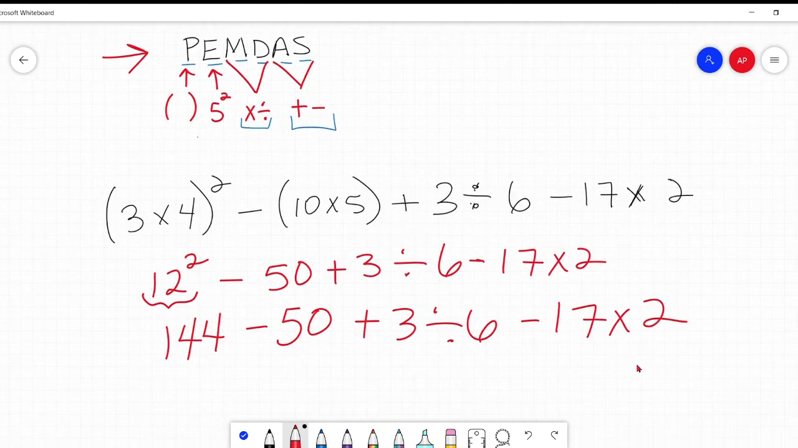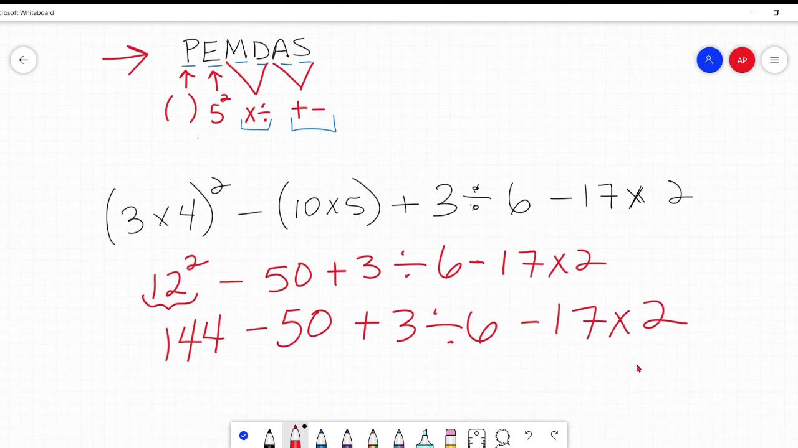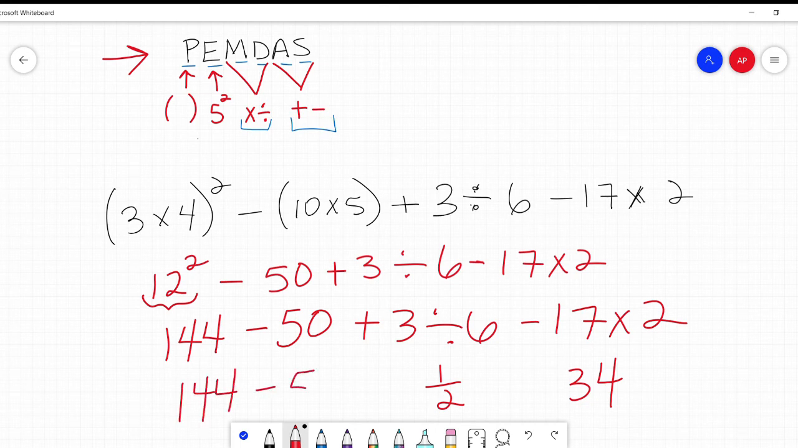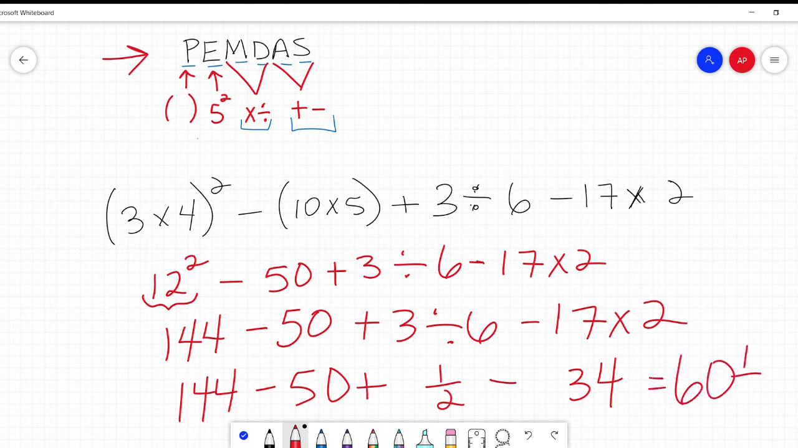Okay, now all I have left, I have a minus, a plus, divide, minus, and times. So my multiplication and division come first, and I'm going to go left to right. 3 divided by 6 is 1/2. 17 times 2 is 34. I made this deliberately messy. I was trying to anyway, and I succeeded. Okay, now all I have left are addition and subtraction, and I do those left to right. 144 minus 50 is 94. 94 plus 1/2 is 94.5. And 94.5 minus 34 is 60.5.